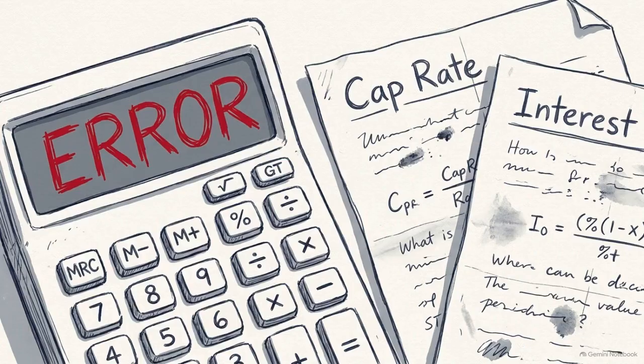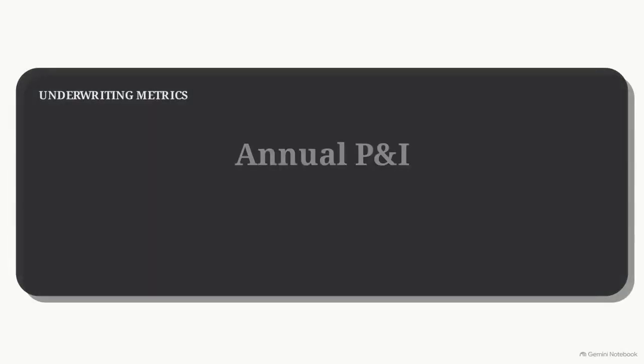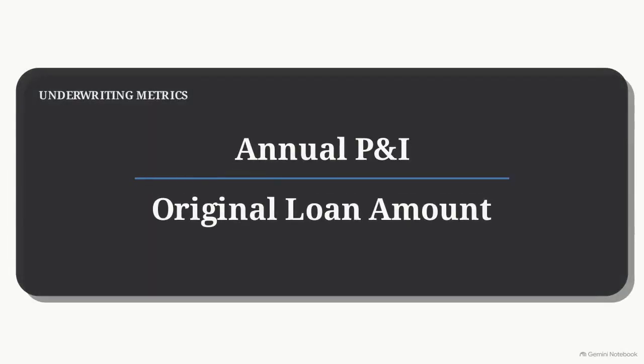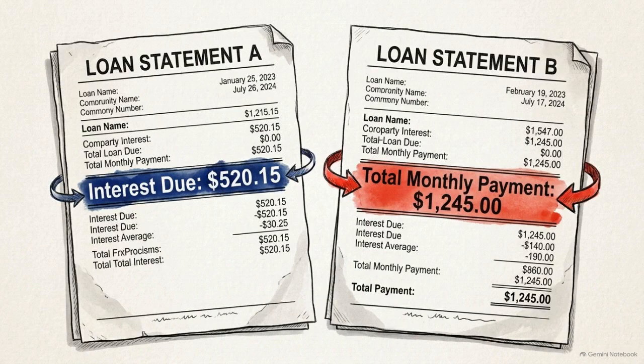Comparing that 8% cap rate to the 6.5% interest rate is a dangerous shortcut. The mortgage rate only measures the interest charged by the lender. It completely ignores required principal repayment, and professionals use the mortgage constant. This metric measures annual principal and interest payments divided by the original loan amount. Because it includes mandatory principal reduction, the mortgage constant on an amortizing loan will always be higher than the stated interest rate.